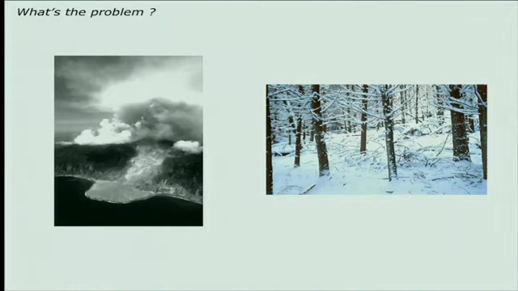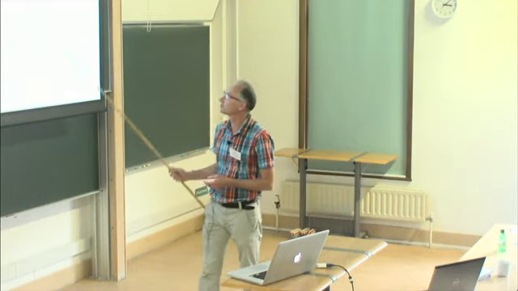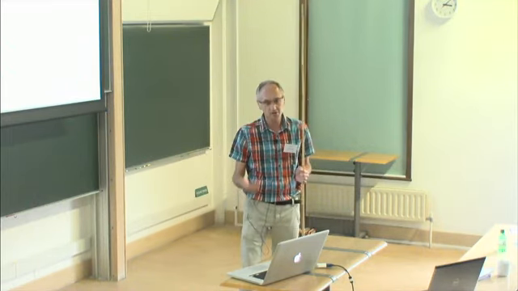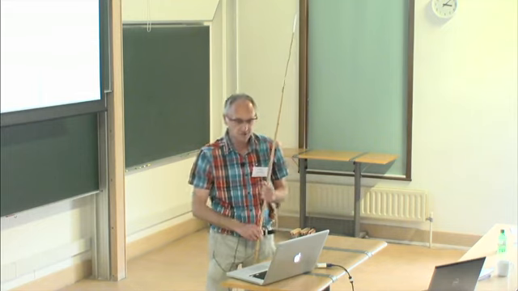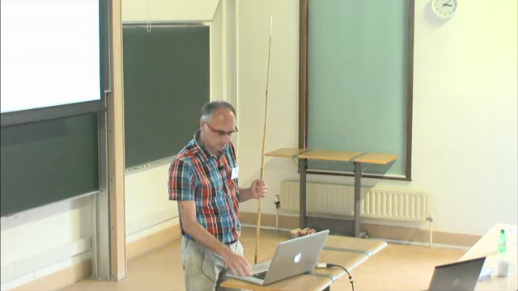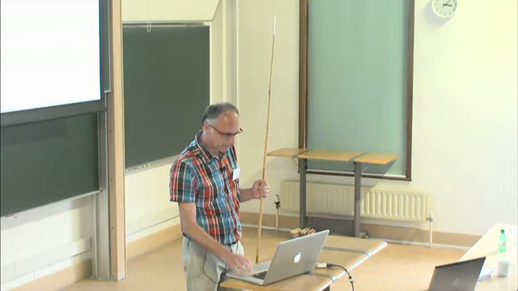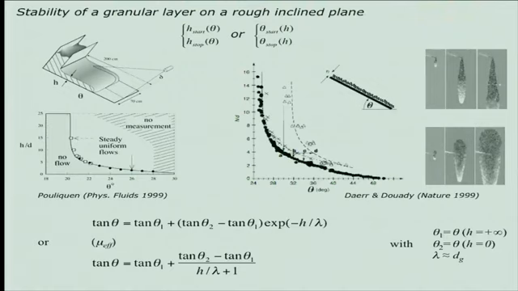can we influence the flow of a real granular layer or granular flows, which can be rock avalanches or snow avalanches, by natural vegetation or an artificial obstacle network? And before showing you our results, I will just recall some previous results on the stability of a granular layer on a rough inclined plane.